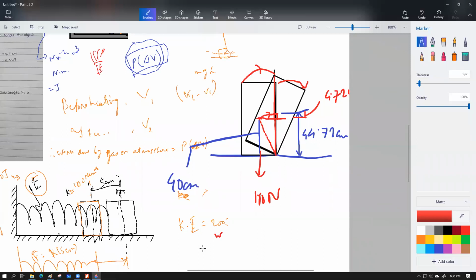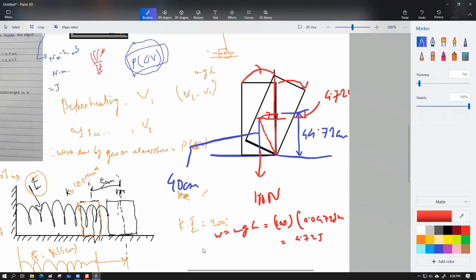Equals mgh. In this case mg was 100. In this case h can be written as 4.72 centimeter, but now I'm converting this into SI unit. So 0.0472 meter. So mgh, what does this come to? 4.72 joule.